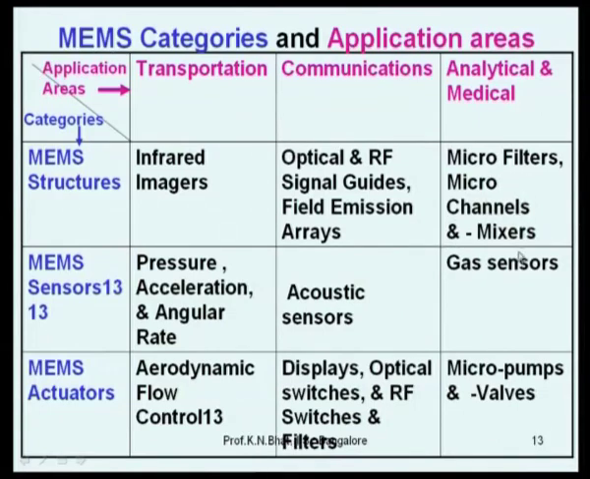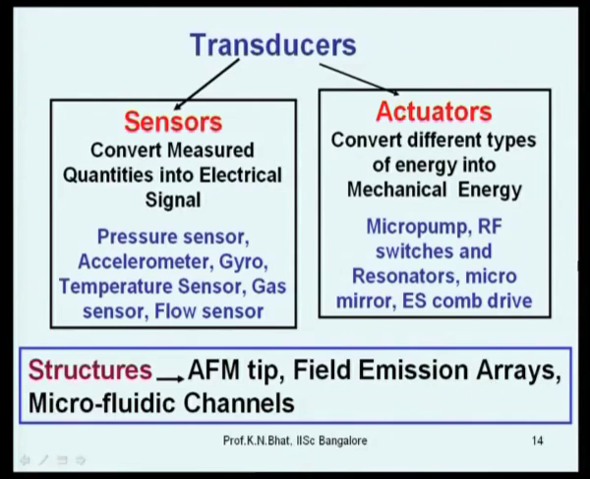Micro channels, micro filters, mixers, all those things are structures. Then sensors, gas sensors are there for medical or analytical applications. Actuators, micro pumps and micro valves, these are very good examples of that. Now, once again I am touching upon this topic: generally you can classify MEMS as sensors, actuators and structures. And as I already pointed out, sensors convert measured quantities into electrical signals.